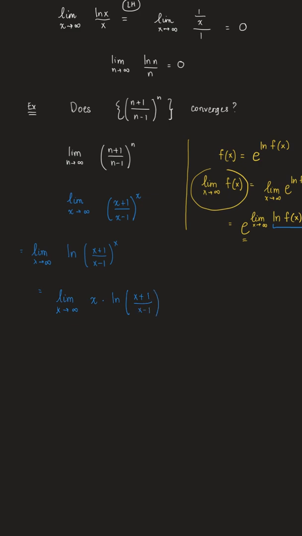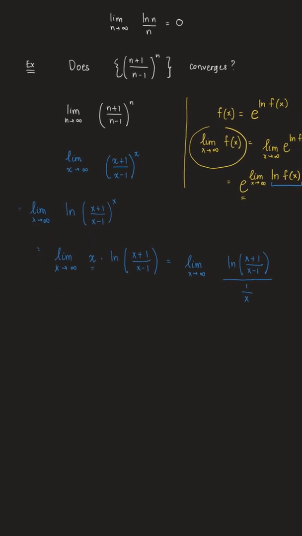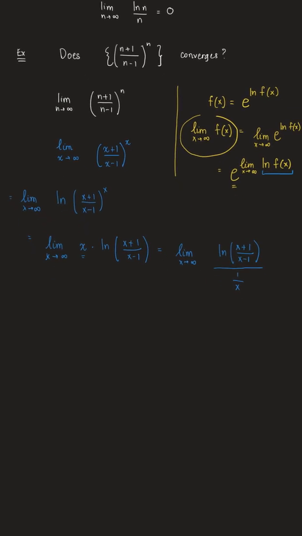And that's helpful because I can now write this as a ratio so that we can apply L'Hopital's rule. I can leave the natural log in the numerator: natural log of (x plus 1 over x minus 1). And if I want to move this x to the denominator, I can move it as 1 over x. Dividing by 1 over x is the same as multiplying by x.